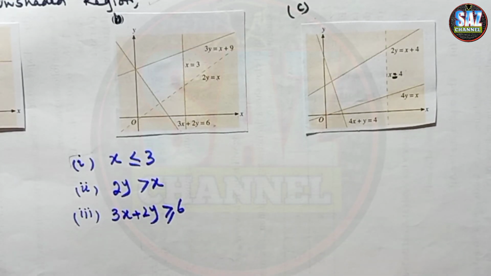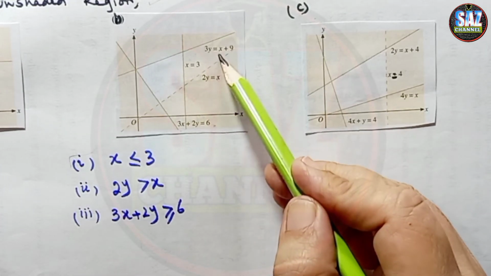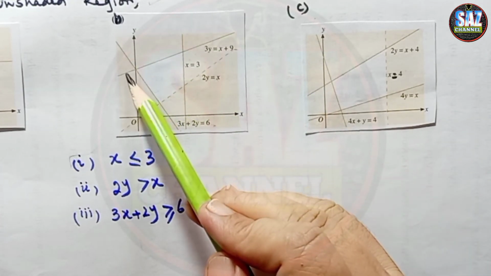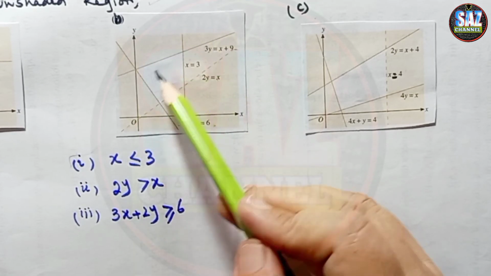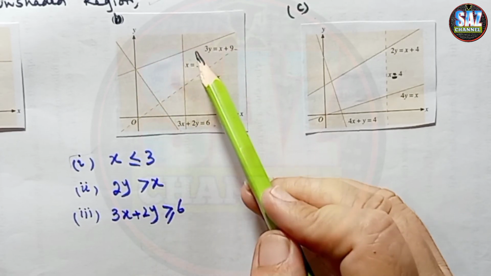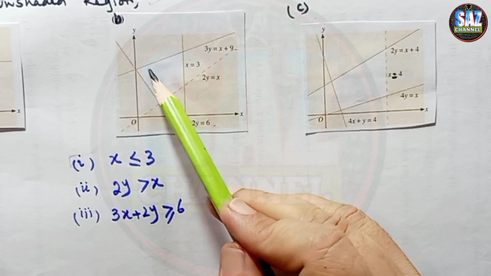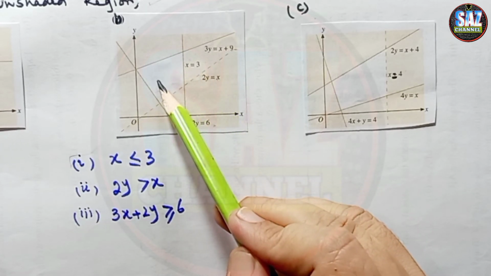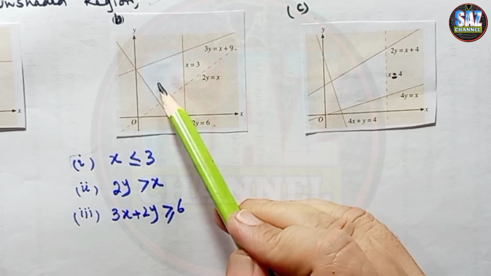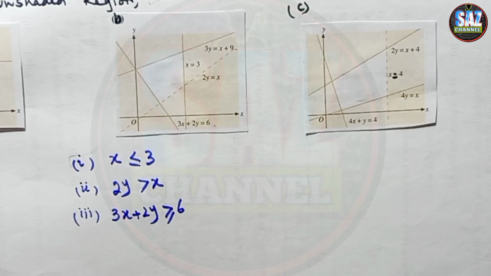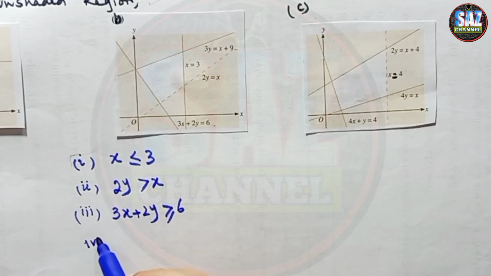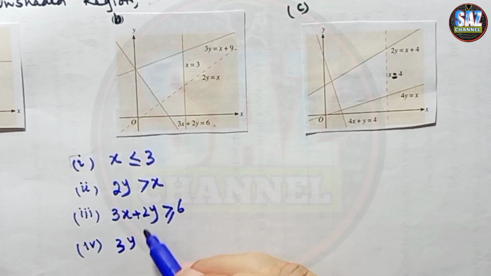Coming to the last one, that is 3y equals x plus 9. Again, the shading is above this line. Look at the graph carefully, the shading is above this line, and the required unshaded region is below the line. It means we need the values of y which are less than this. So the inequality associated with this equation will be 3y is less than or equal to x plus 9.